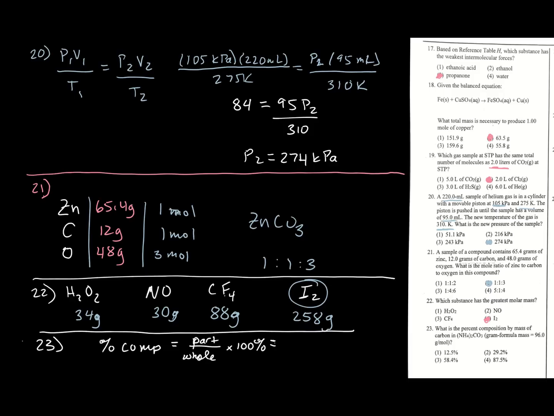So the mass of our part, we're talking about carbon, and if you look in the formula, there's only 1 carbon. So 1 carbon is 12 grams. 12 divided by its total of 96 times 100, and you should get about 12.5%, which is choice 1.